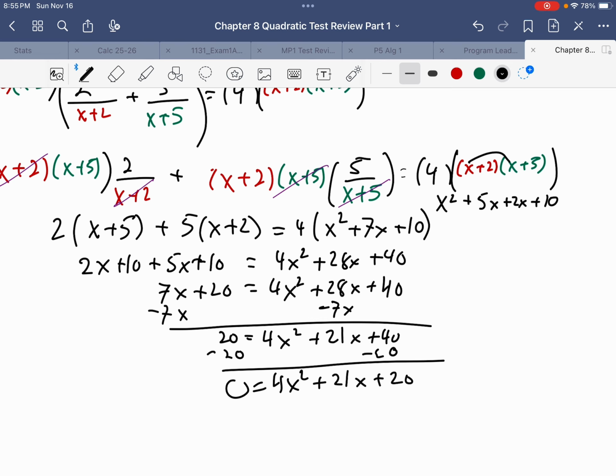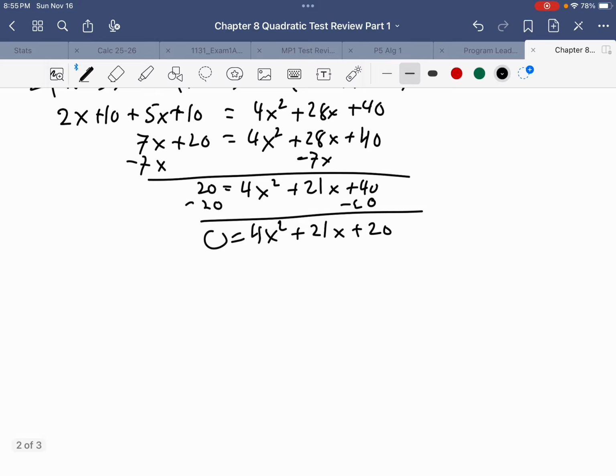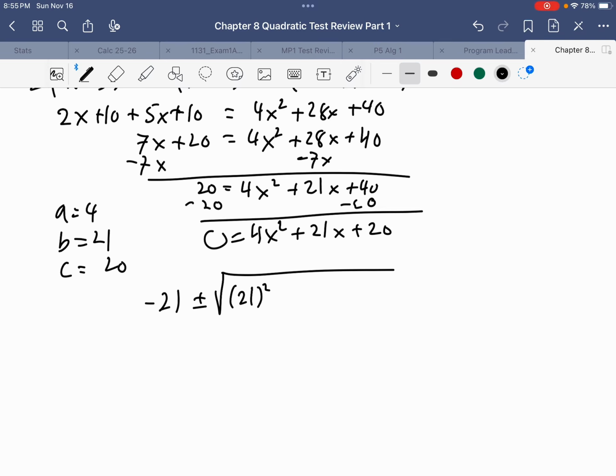Now this is set equal to 0, and at this point, it's not obvious to me how this would factor. I would probably do the quadratic formula. So I'd say this is a equals 4, b equals 21, c equals 20. This is going to be negative 21 plus or minus the square root of 21 squared minus 4 times 4 times 20. All of this is divided by 2 times 4.